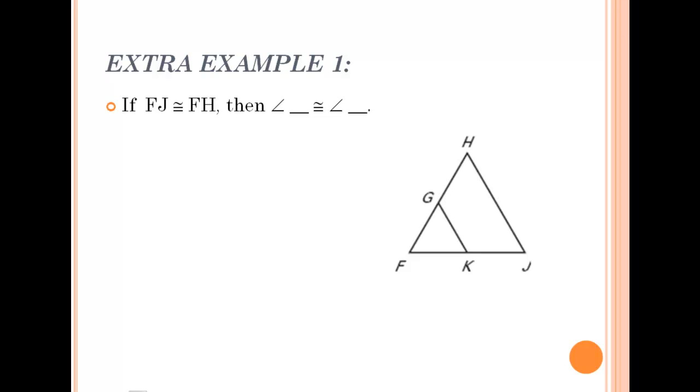Okay, welcome back. It says if FJ is congruent to FH, then angle what is congruent to angle what? So let's put some markings on here. So we know segment FJ at length is congruent to segment FH, this length right here. So we got to look at the angles across from those, and we got angle H and angle J that are congruent. So angle H is congruent to angle J.